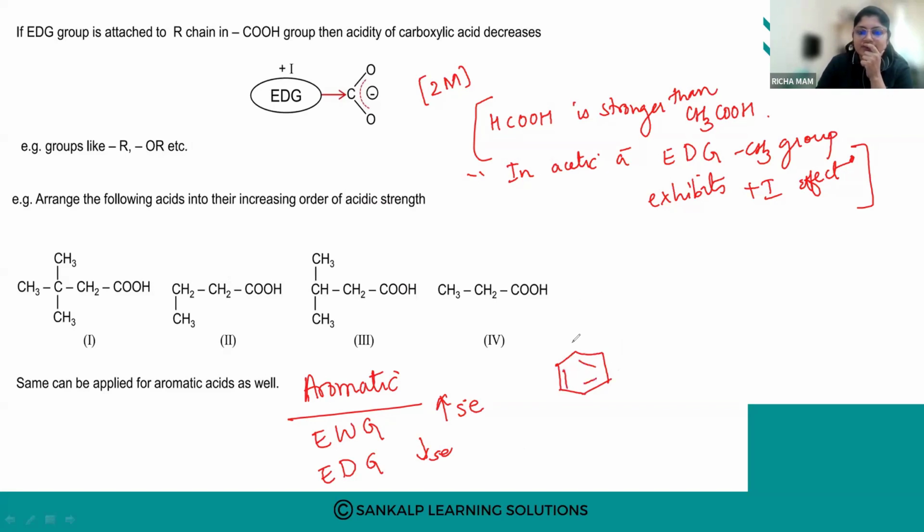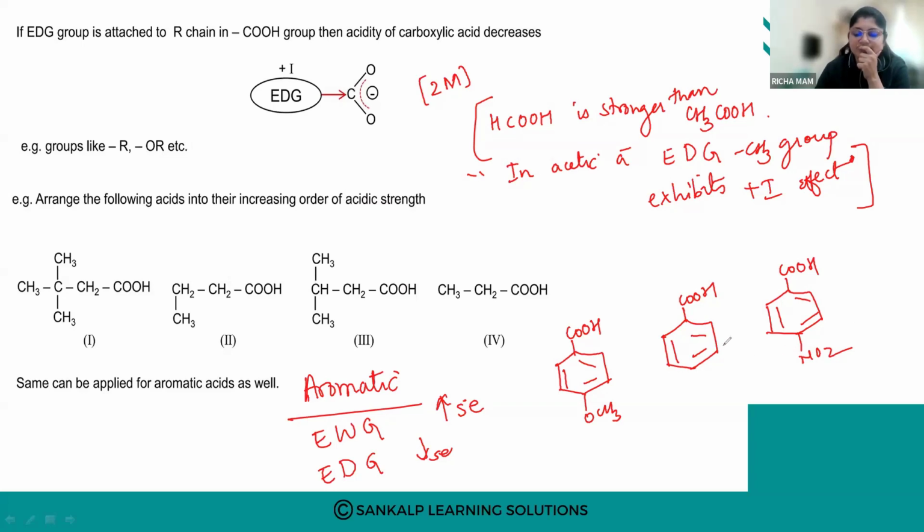I have these compounds: COOH with OCH3, then COOH, then COOH with a nitro group. What will happen to the acidic strength here? The nitro group is an electron withdrawing group, so this will be more acidic.